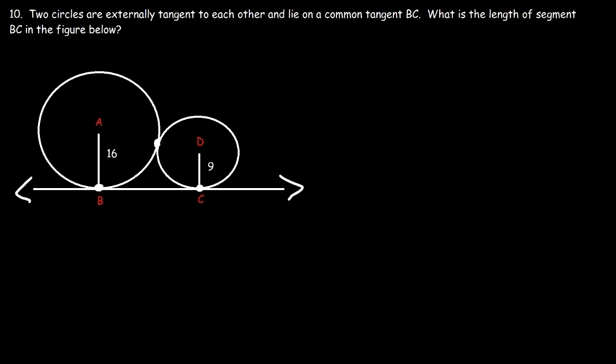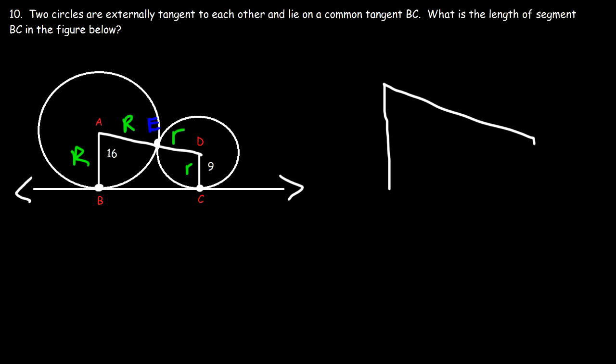Now, how can we calculate the length of segment BC? What do we need to do? So let's draw a line between point A and point D, and let's call this point E. Notice that AB is the radius of the large circle, and the same is true for AE. DC is the radius of the small circle, so DE is also the radius of the small circle.